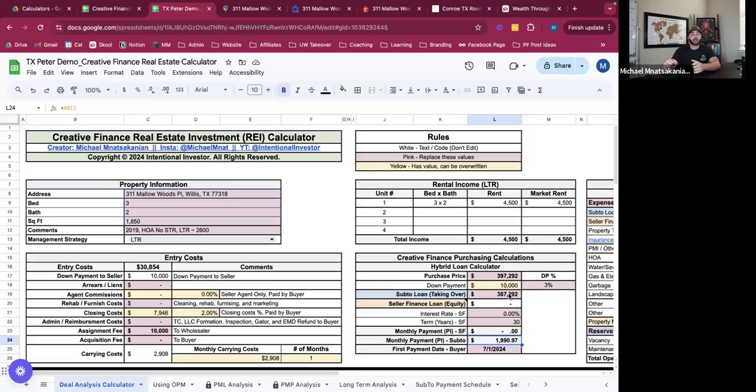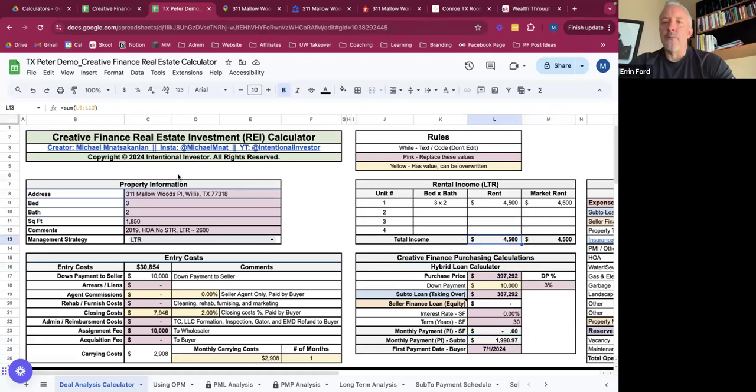Because I love telling a wholesaler, I can't buy it like this, but if you're able to get the numbers to this, then I will be your buyer. And that's a really important skill set to develop, because as you know, most deals that come from wholesalers are not great at face value. But understanding the potential that's there is important, and that's how we close the majority of our deals.